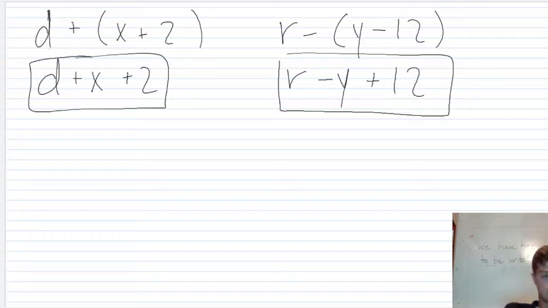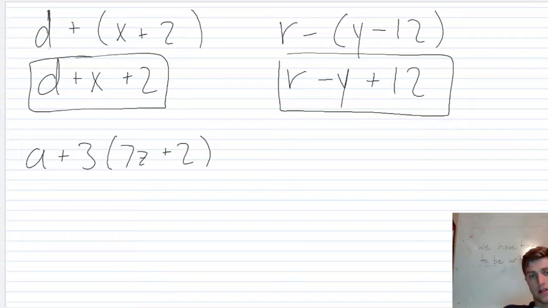Let's take a look at this example. A plus 3 times 7z plus 2. Nothing we can add inside, so let's distribute through, because our next step is multiplication. We have multiplication right here with distribution. First we got 3 times 7z. 3 times 7 is 21 times z is 21z. And now we got 3 times positive 2. Well, positive 3, that's important. It's a positive 3 because of the plus in front of it. Positive 3 times positive 2 gives us positive 6.